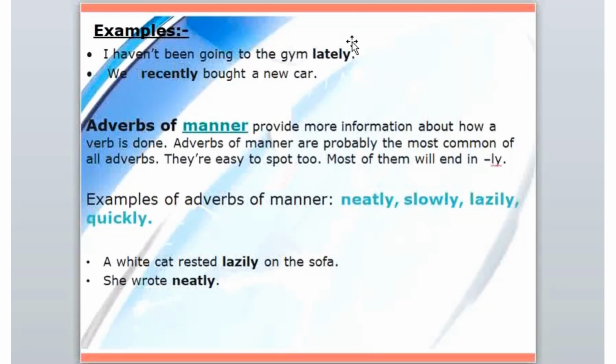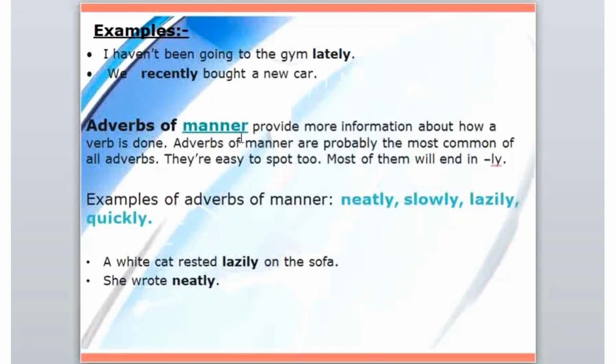Here, recently and lately tell you about what time they are not doing this thing or they have done this one. Recently means just nowadays. Okay, it means they just now bought a new car. Like that it is done. Let's come to the next one. I hope it is very clear to you and easy also. Let's come to the next one.